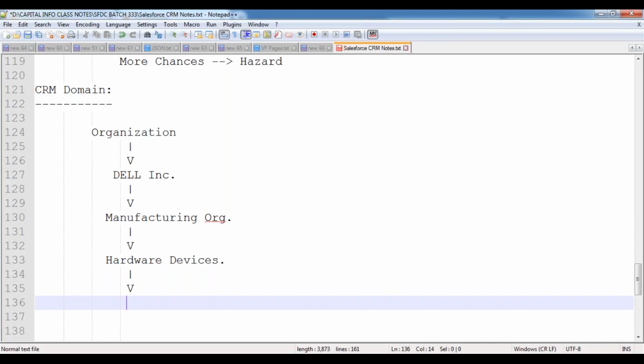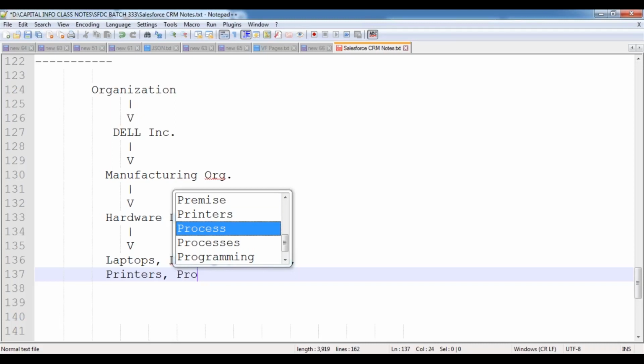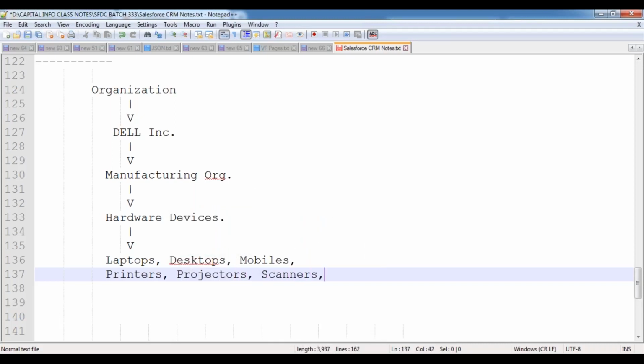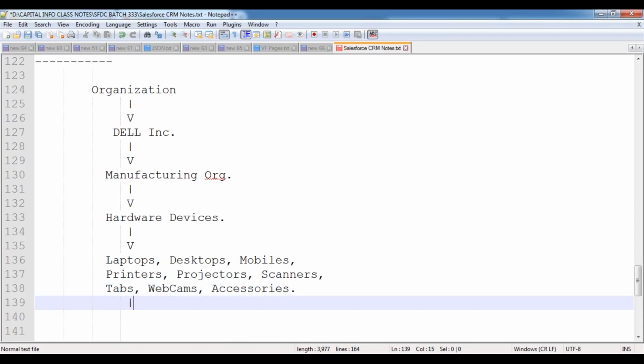Dell is also one of the manufacturing organizations. These people are manufacturing various hardware devices like laptops, desktops, mobiles, printers, projectors, scanners, tabs, webcams, and the various accessories. Accessories means what? These are the small parts of those products, like keyboard, mouse, like that. These come under accessories.